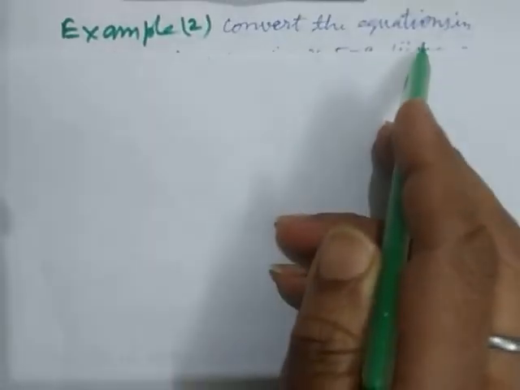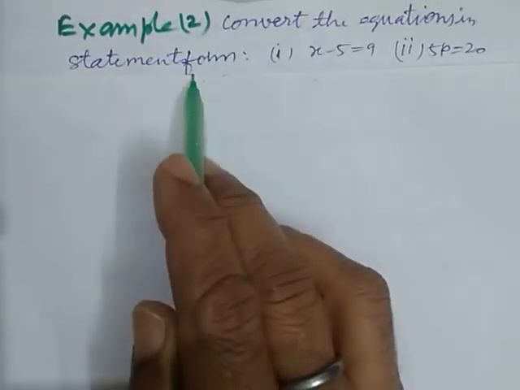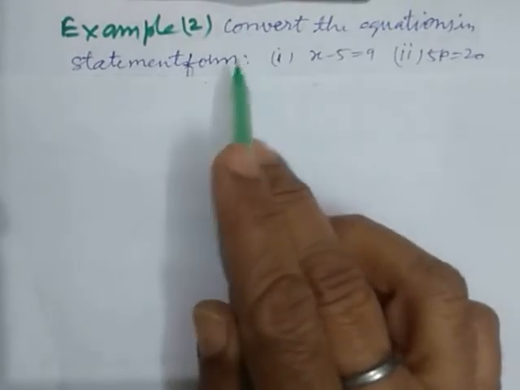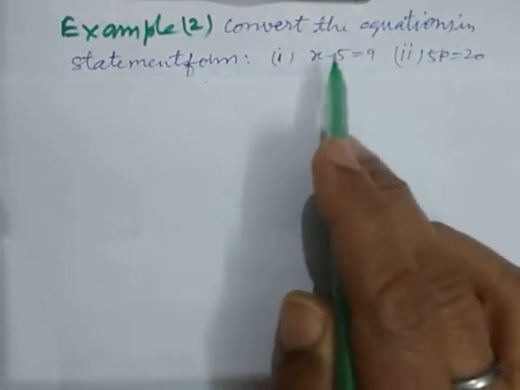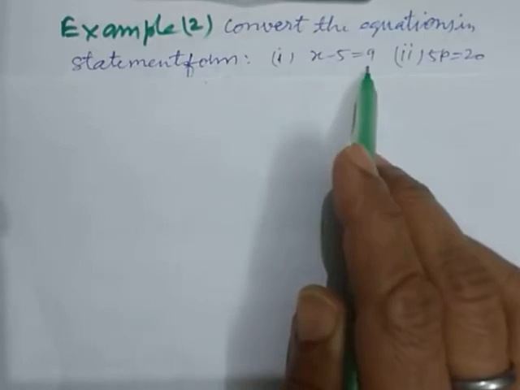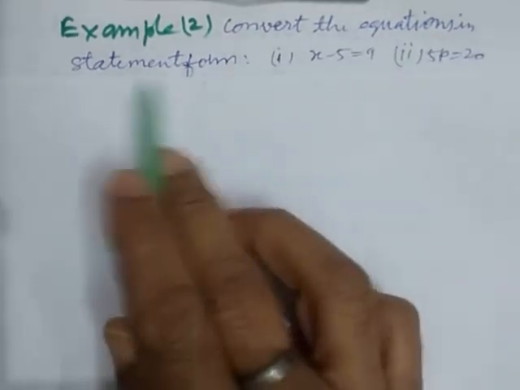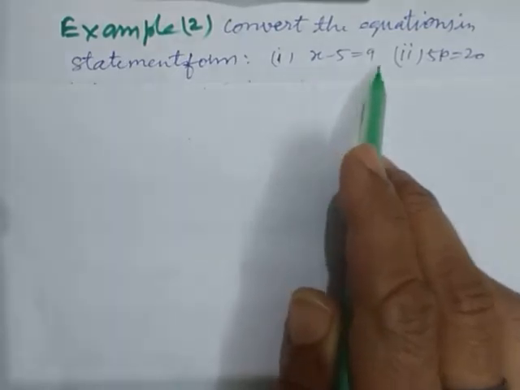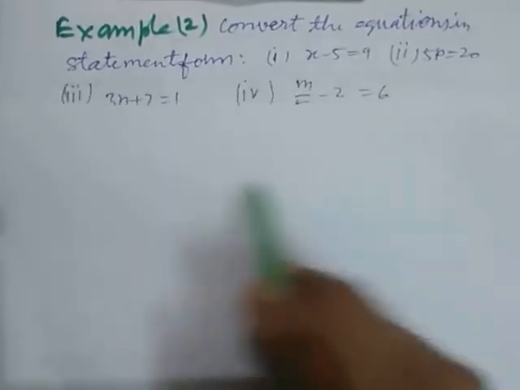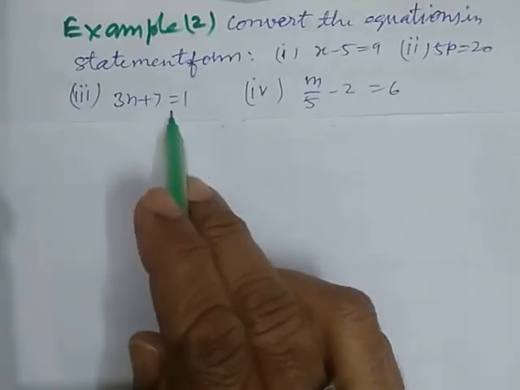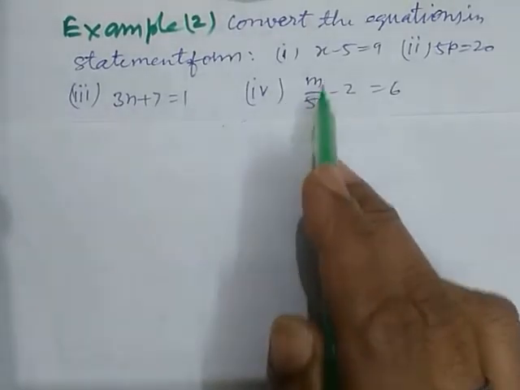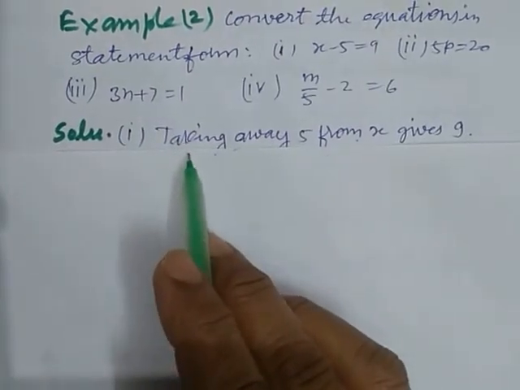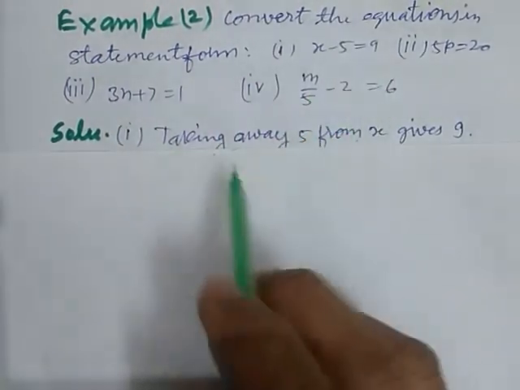Convert the equation into statement form. Here, this is just the converse of the previous one. Here we have provided some equations and we have to convert them into statement form. The first equation is x minus 5 equal to 9. The second is 5p equal to 20. Third is 3n plus 7 equal to 1. Fourth is m by 5 minus 2 equal to 6. Now we start from the first, x minus 5 equal to 9.